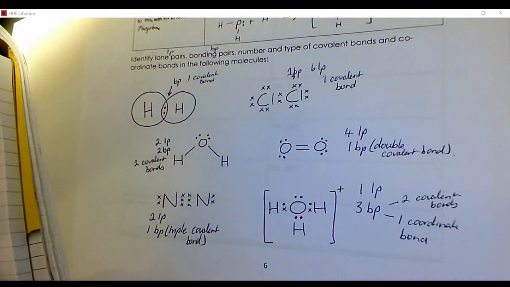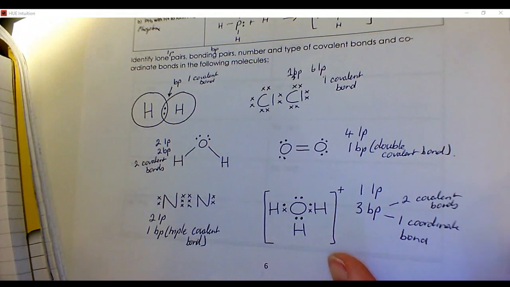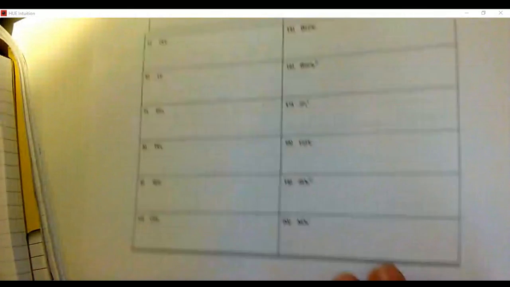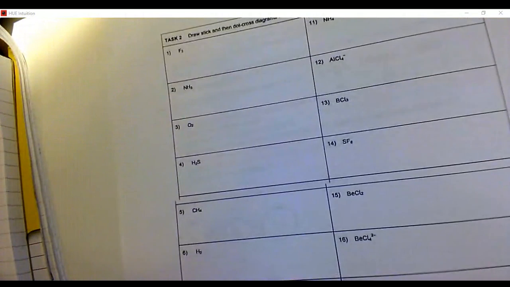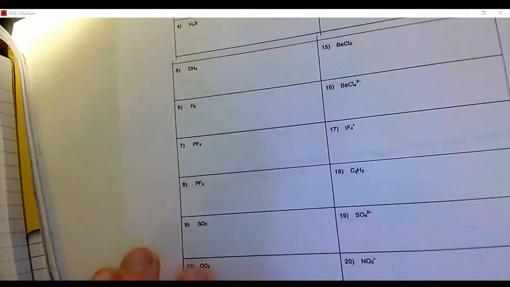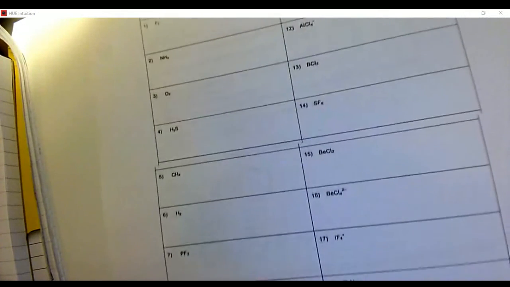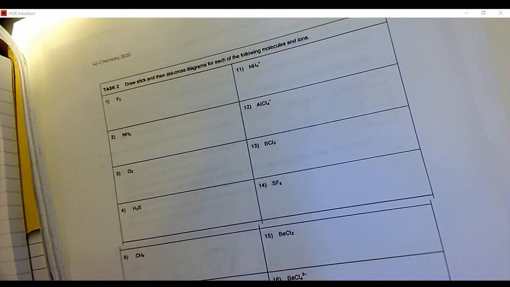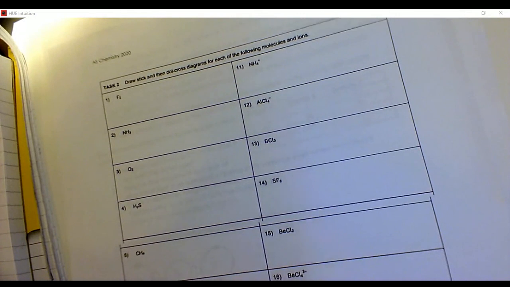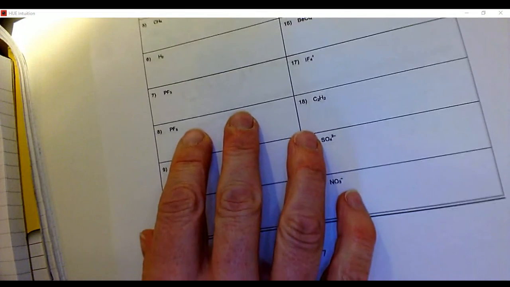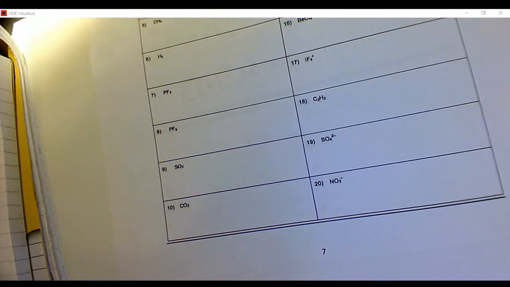Okay, now before you watch the next video, and this is what I'm going to set for homework, I want you to try page 7 of your notes. This is practice in drawing Lewis structures, or you can, as I say, do the old GCSE way using shells and all that. So I want you to have a go at that. It's quite a lot of them, so plenty of practice is how you get better. And then I will post the worked answers in the next video.